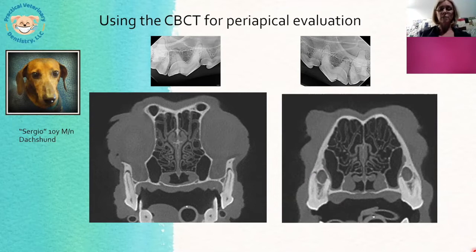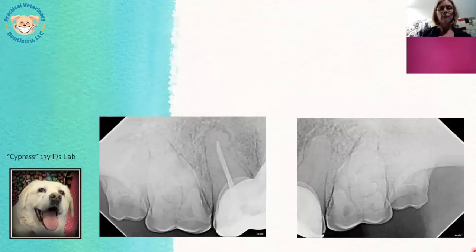So I was able to save this dog root canals or extractions on both of these teeth, which I was really quite happy about. Then on the flip side, we've got Cypress. Cypress is a 15-year-old lab. We were following up on some crowns and some root canal therapies that she had had.